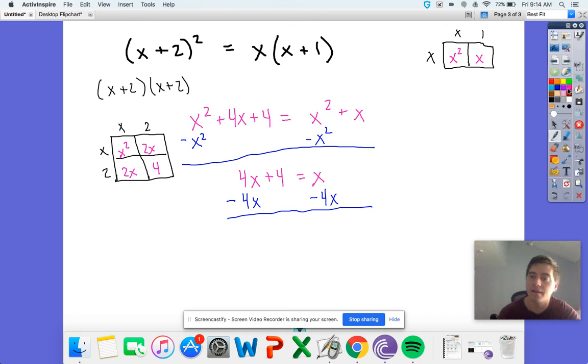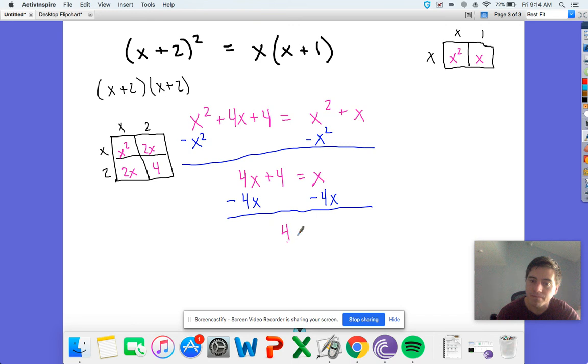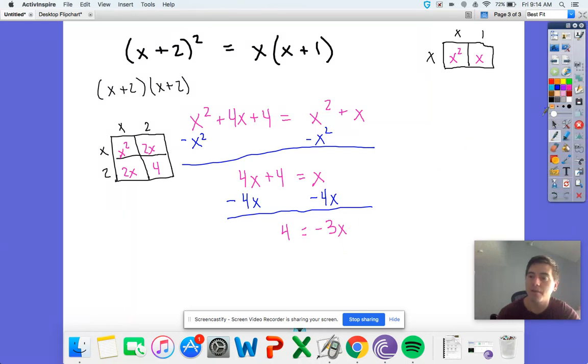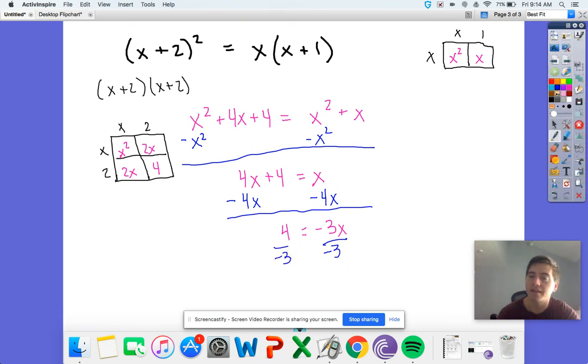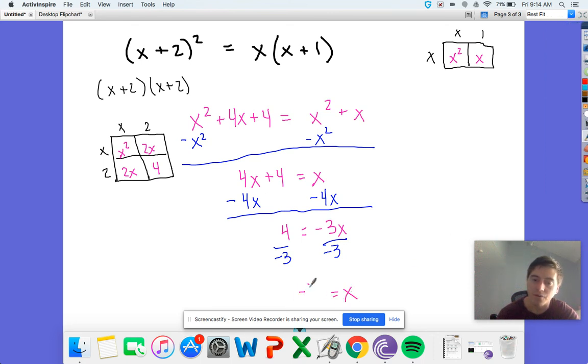And that gives us, that's now 0. That's 4, and it looks like a negative 3x over here. 1x minus 4x is negative 3x. We're multiplying by negative 3, so we're going to divide by negative 3 to get rid of that. And it looks like our final answer is x is negative 4/3.